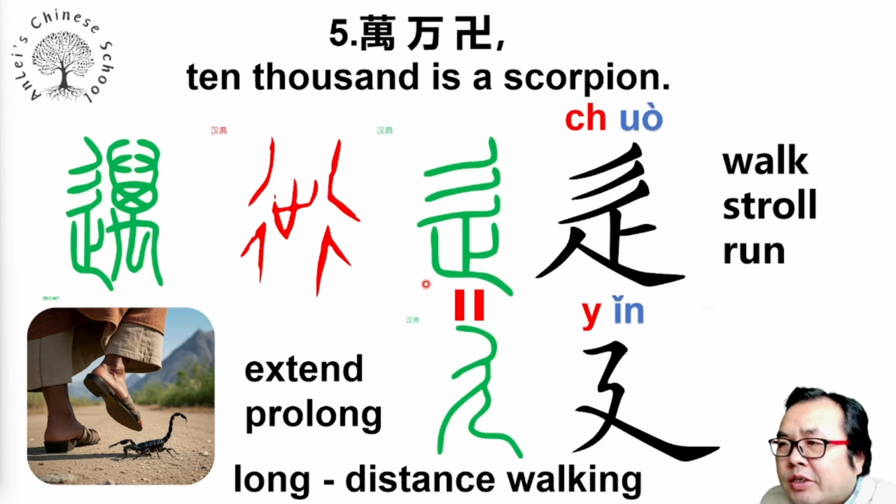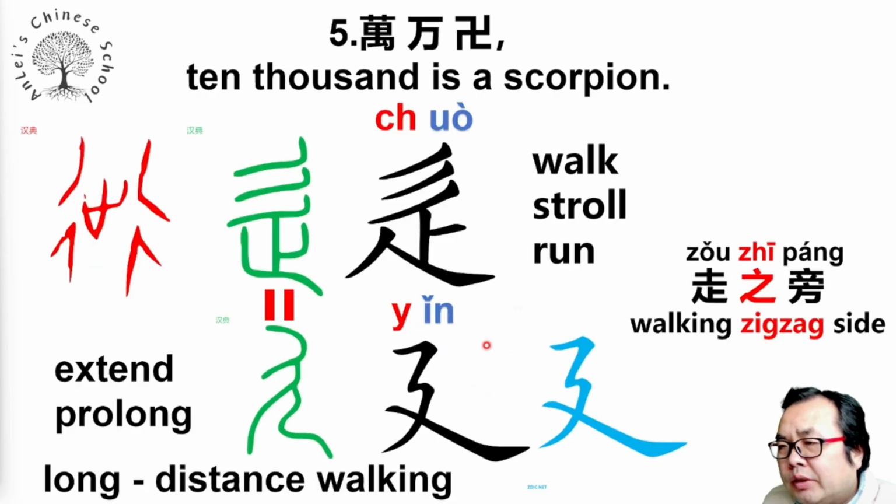The Small Seal script of the character has a variant, 辶. That means extend, prolong, long distance walking. So this is like a zigzag road. People need a long walk. So 辶 is also a radical. We call it 走之旁, walking zigzag side.